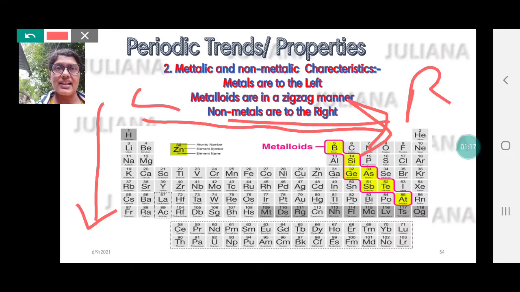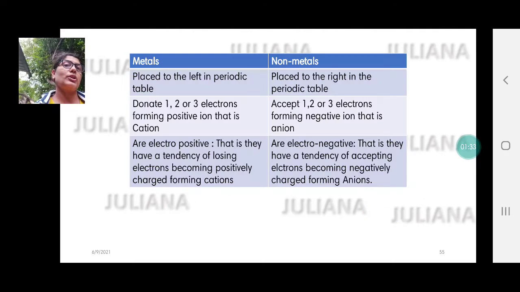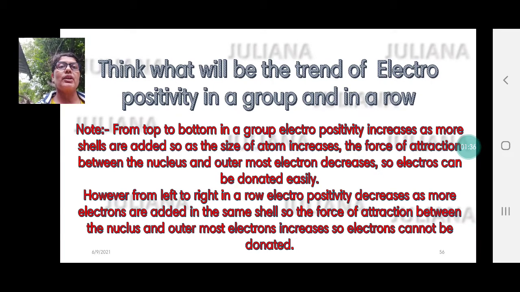Electropositivity increases. Why does it increase? I had explained to you, as more and more shells are added, the size of the atom is becoming bigger and bigger. Electrons in the last shell are going away from the nucleus, and so it is easier to donate from top to bottom. Okay, and therefore from top to bottom in a group electropositivity increases. The reason, it could be a give reason: as more and more shells are added, the size of the atom increases, and so the force of attraction between the outermost electron and the nucleus is lesser, and therefore it is easier now to donate electrons.